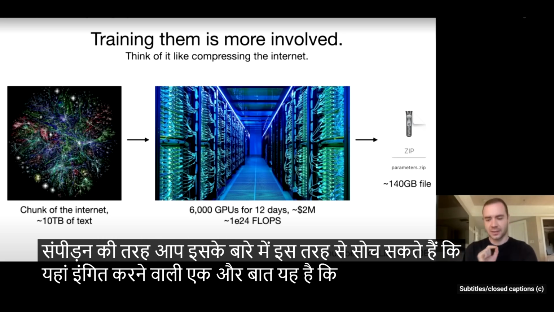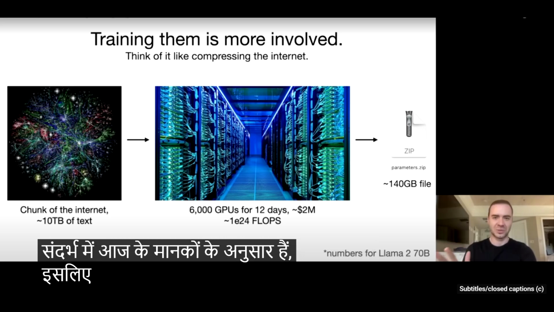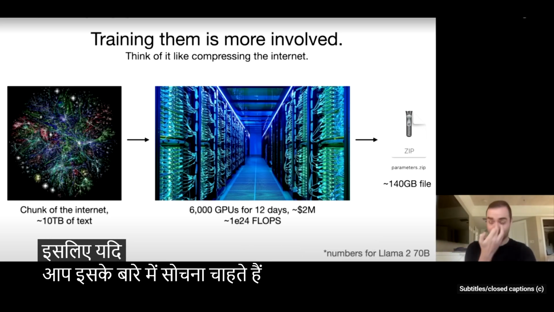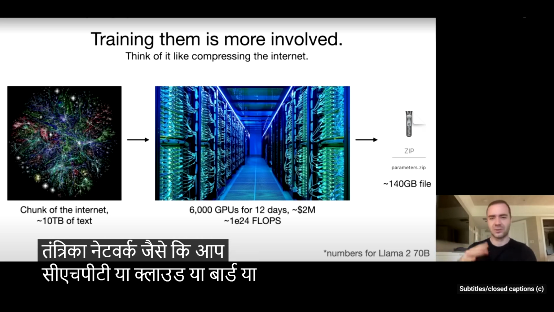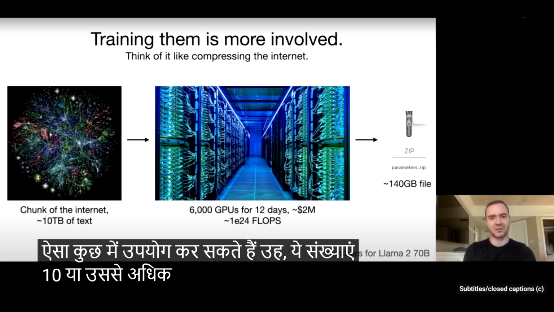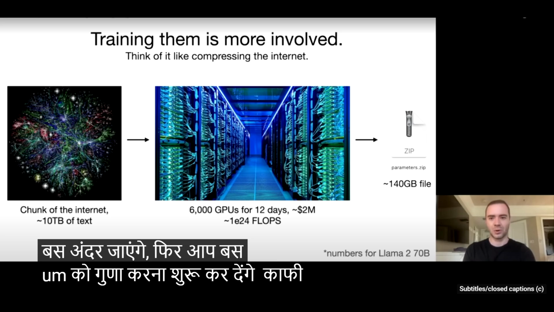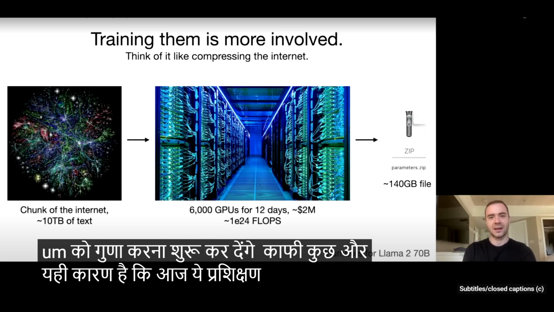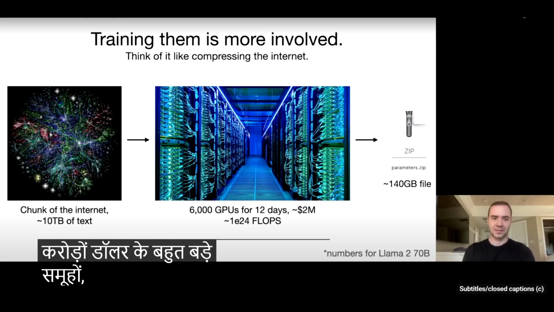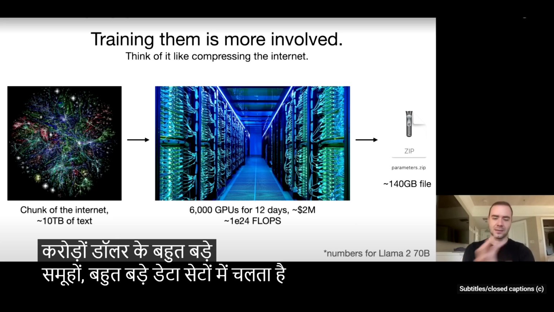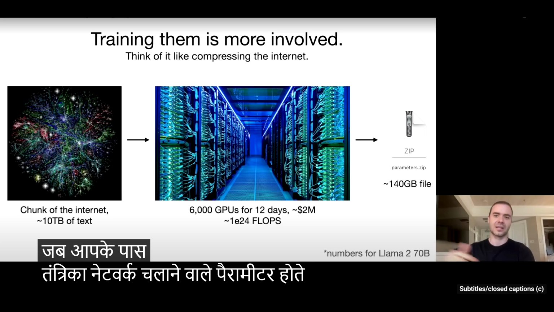One more thing to point out is that these numbers are, by today's standards, in terms of state-of-the-art, rookie numbers. If you want to think about state-of-the-art neural networks, like what you might use in ChatGPT or Claude or Bard, these numbers are off by a factor of 10 or more. You would just start multiplying by quite a bit more. That's why these training runs today are many tens or even potentially hundreds of millions of dollars, with very large clusters and very large data sets. This process is very involved to get those parameters. Once you have those parameters, running the neural network is fairly computationally cheap.